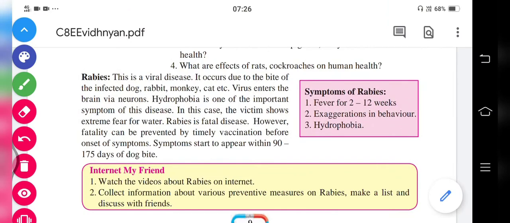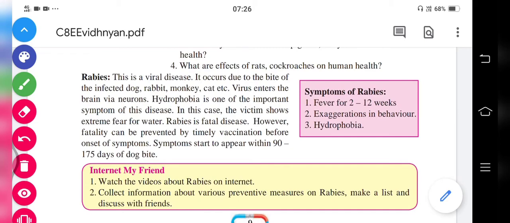Next one is rabies. This is a viral disease. It is a fatal viral disease. It occurs due to the bite of an infected dog, rabbit, monkey, etc. The virus enters the brain via nerves, so it directly affects our brain.